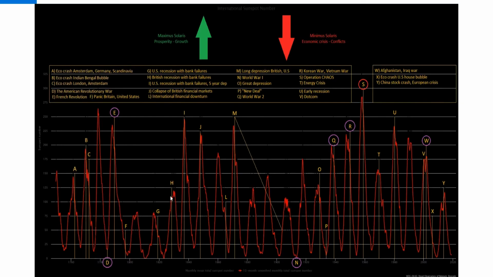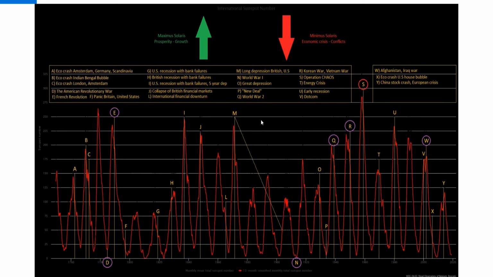Okay, so right after, on top of Maximus Solaris, near the apex, British recession with bank failures. For I, US recession with bank failures, five years deep. Take a look, all this period here, from a long run on the Maximus Solaris. And then the next one for G, collapse of British financial markets. Again, L, collapse of British financial markets. Oh, sorry, international financial downturn. Next one for Minimus, L, international financial downturn. For M, long depression in Britain and the United States, right after the Apex Solaris. Okay.